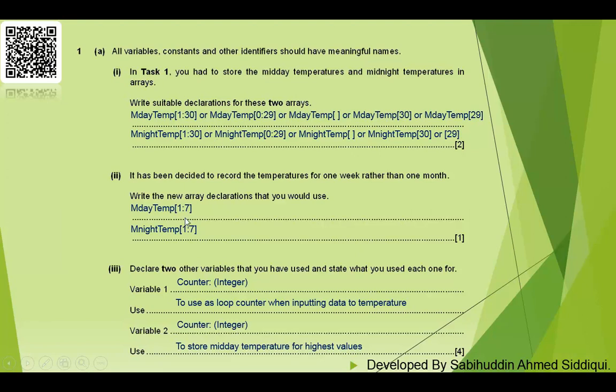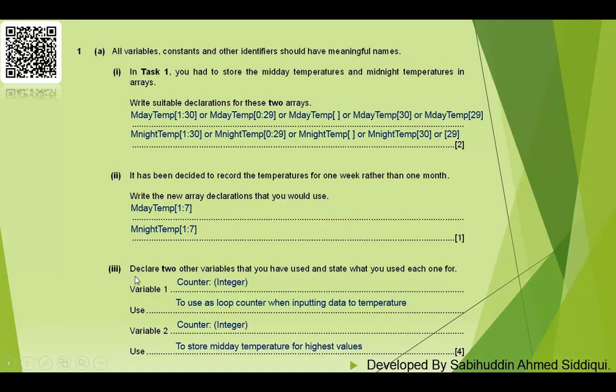Now here you can see midday temp 1:30. Here I can write midday temp 1:7, or I can just directly write midday temp 7 only. Or the same way, midnight temperature 1 to 7, or directly 7.